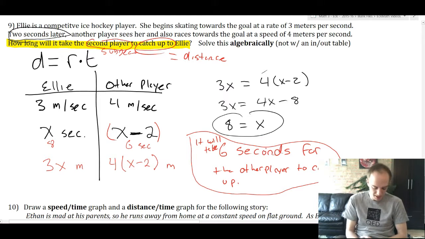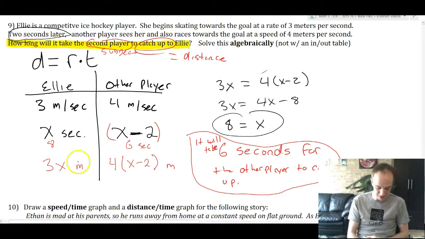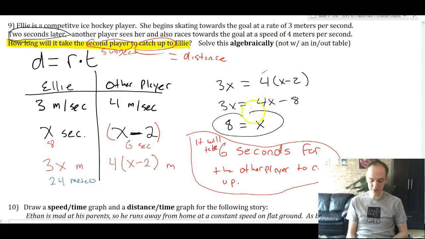Just out of curiosity, I wanted to know how far had all of these players gone. Well, if you want to know how far all these other players have gone, you know that x is now 8, so you could plug an 8 in for x over here and get 3 times 8 is 24 meters. So once you have one variable, you can go back to the table and kind of answer any question that involves the story, but you still have to be clear what the question's meaning.